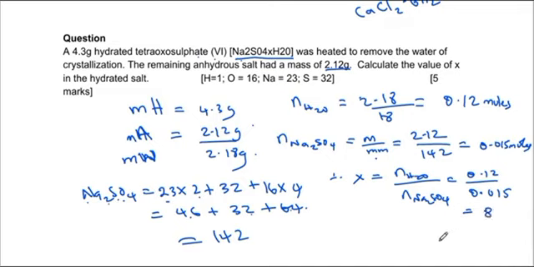8 exactly. So that means we have 8 water of crystallization, meaning that the hydrated salt should be written as Na2SO4.8H2O. That is it. Wow, this is beautiful.